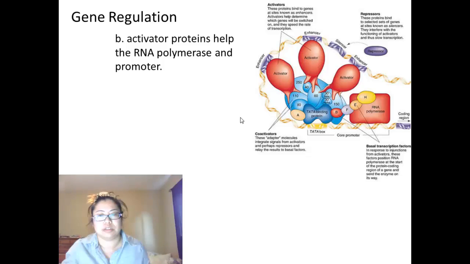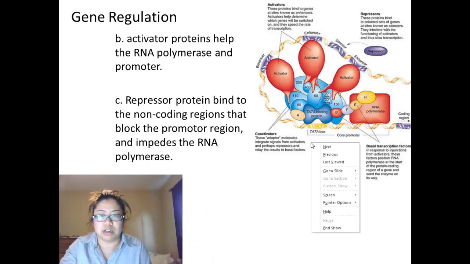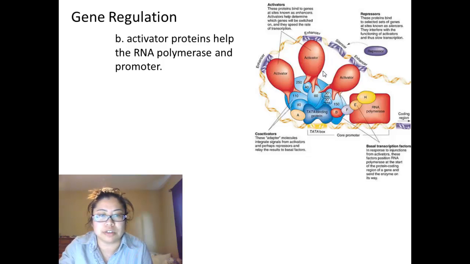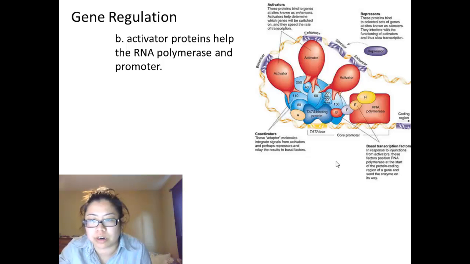So over here, this is a really good example. Okay, so let's go look at these. These red proteins in this example are activators. They help the RNA polymerase and the promoter. Now, where is the promoter? You see this yellow box down here? This is the TATA box, and the promoter is a large area right here. The TATA box has a TATA binding protein.